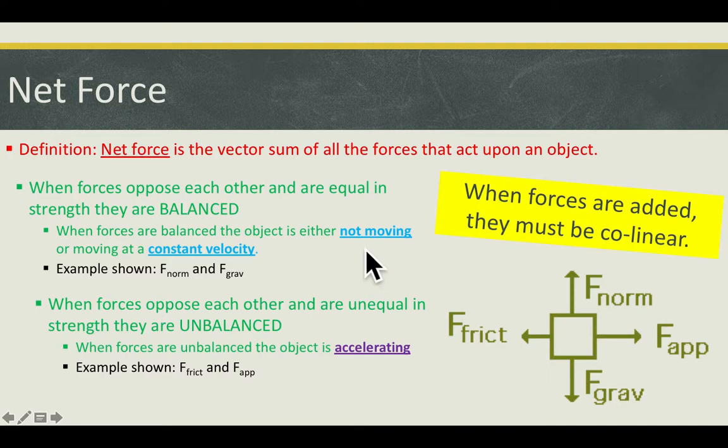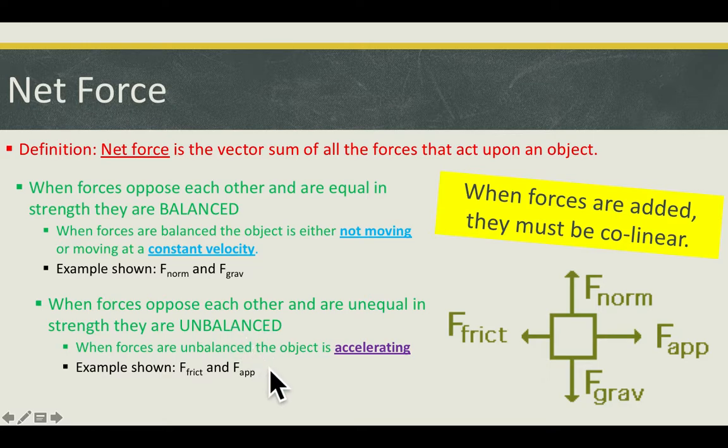When forces are balanced, the object is either not moving or moving at a constant velocity. It's absolutely critical that you get that straight. Balanced forces mean two things: the object is either not moving, or it is moving, and when it's moving, it must be moving at a constant velocity. So there are two states that can be happening when forces are balanced.